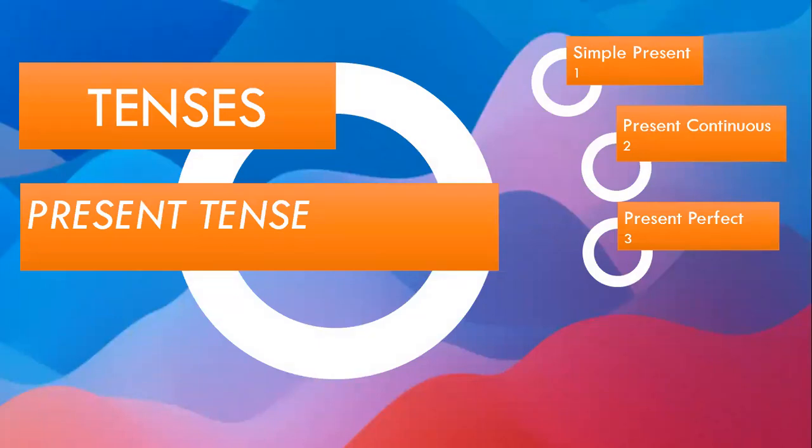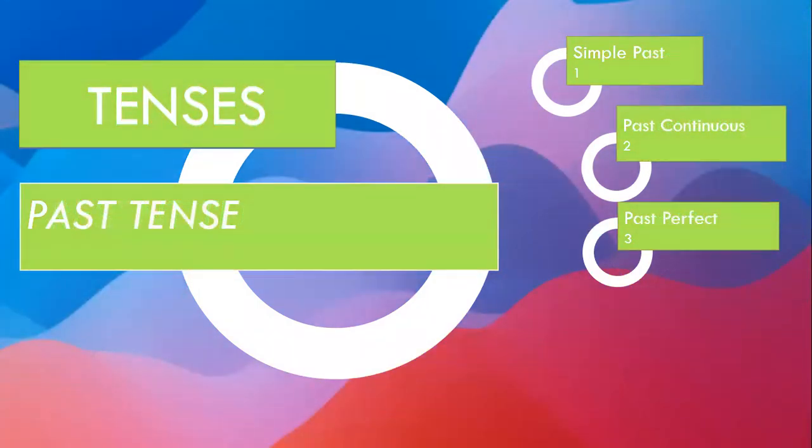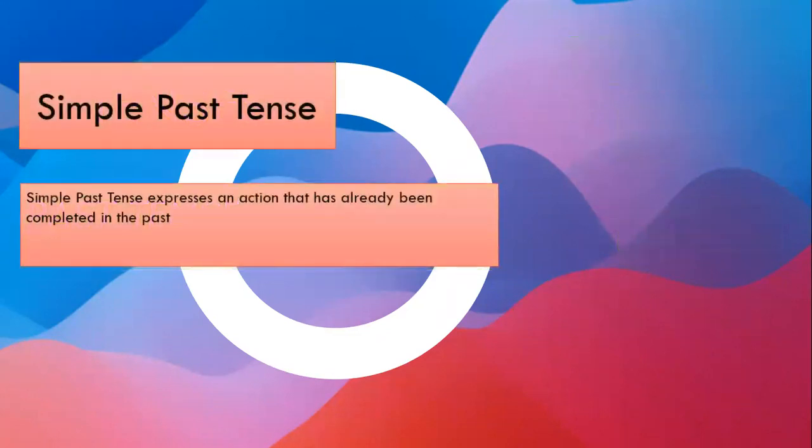Last week we did simple present tense, present continuous tense, and present perfect tense. I had also taught you all present perfect continuous tense. Now today, students, we are going to do past tense. Again, we are going to do three past tenses: simple past tense, past continuous tense, and past perfect tense.